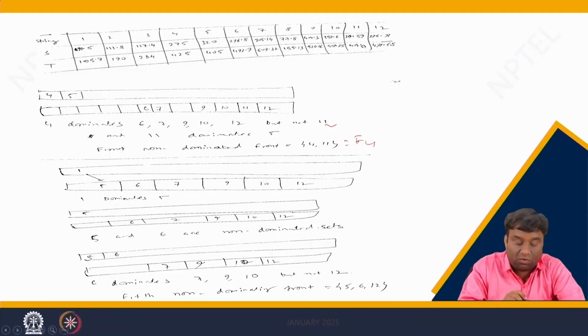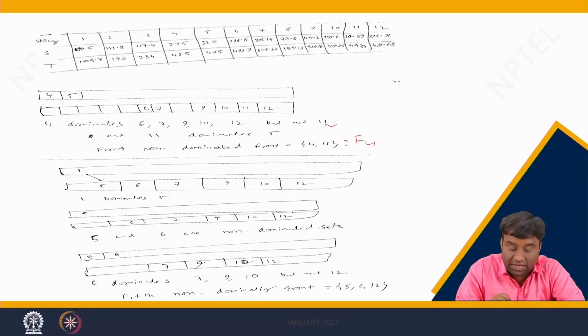So please try to understand one more time. So here 4 and 5 are non-dominating. So we write here 4 and 5. So compare 4. So 4 dominates 6, 7, 9, 10, 12, but not 11, because here 4 is 275 and here is 425, here is 404.